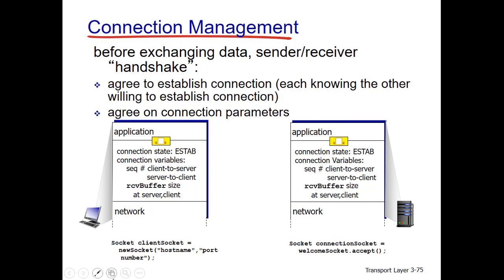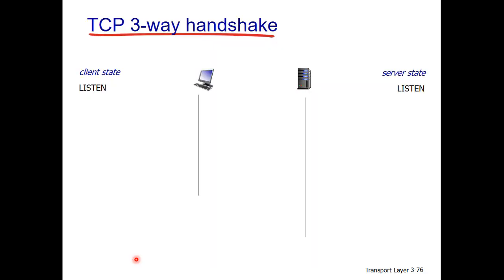For that you need to open a socket, and the socket you will specify with the host, the port number, and this port number is the source and destination port number that you are accepting, creating. So TCP performs a three-way handshake.